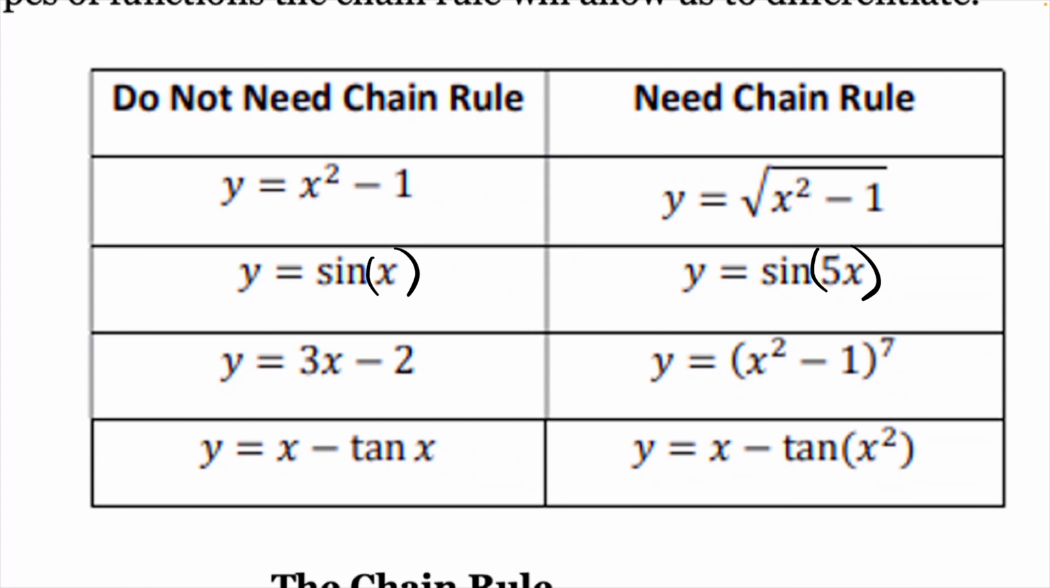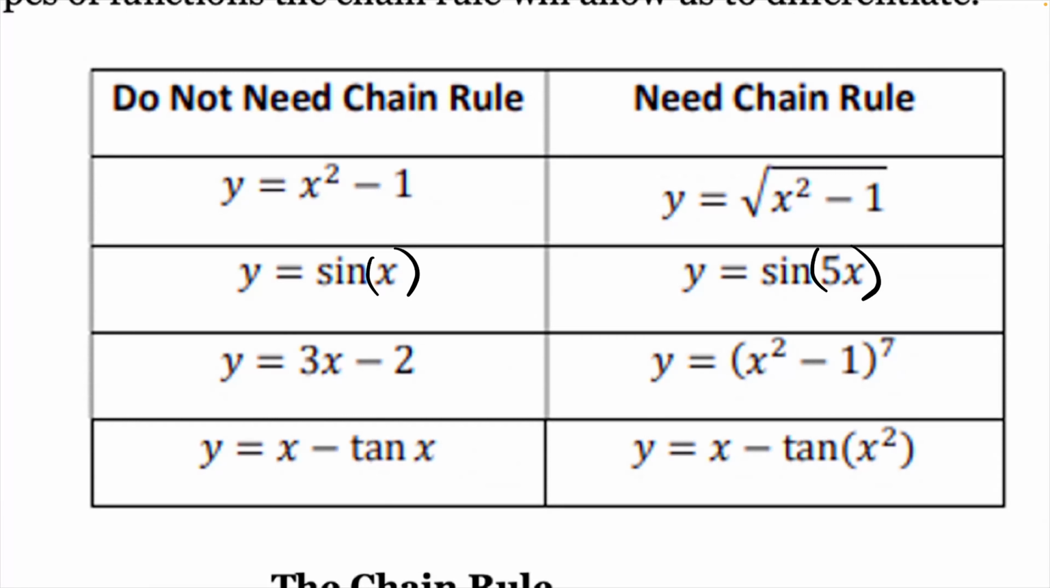Now there's a power of 7, right? So what's the outside? The whole thing. X squared minus 1 quantity to the 7th power. What's the inside? X squared minus 1. Same thing with tan x. The first one is just x, so that's okay. But now it's not tan x. Tan x squared is the outside layer. The inside layer is x squared. So each of those have 2 layers.